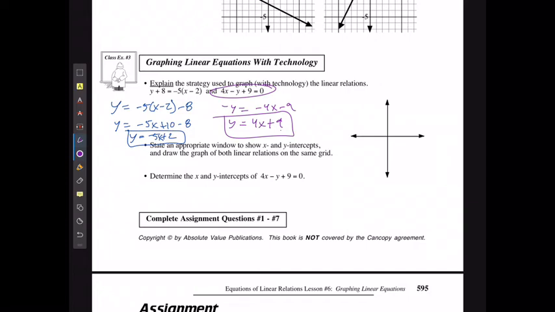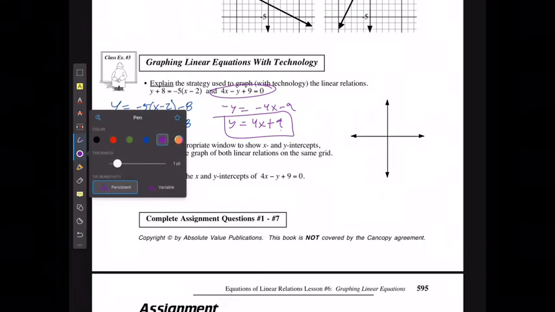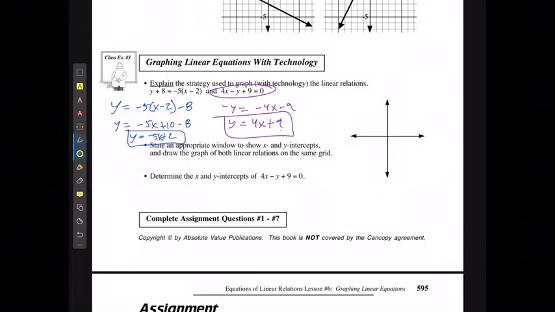If I want to state window settings that will work for these, well, a window setting that's going to work for both of these is I'm going to state that the x is going to have a minimum of negative 5, a maximum of 5, and a scale of 1. And for y, I'm going to put in a minimum of negative 5, a maximum of 15, and a scale of 2.